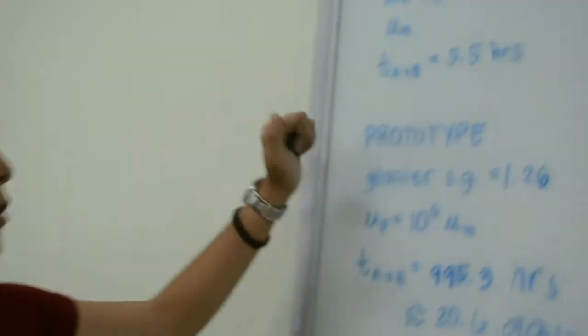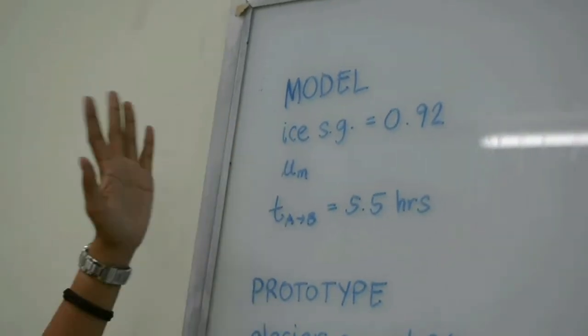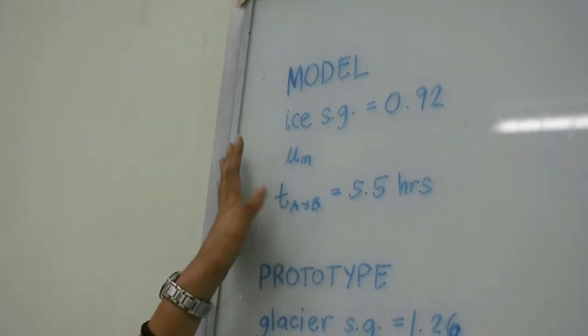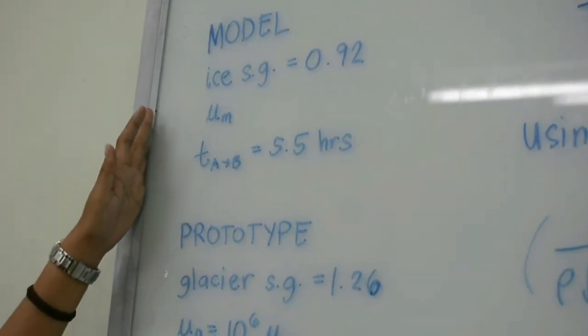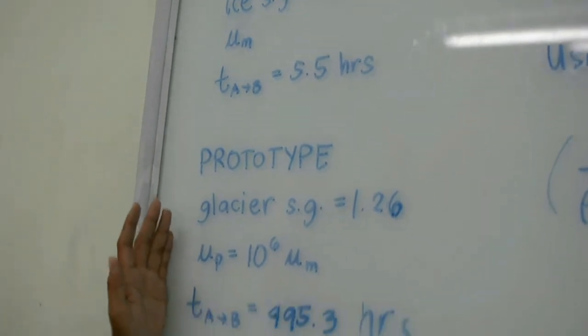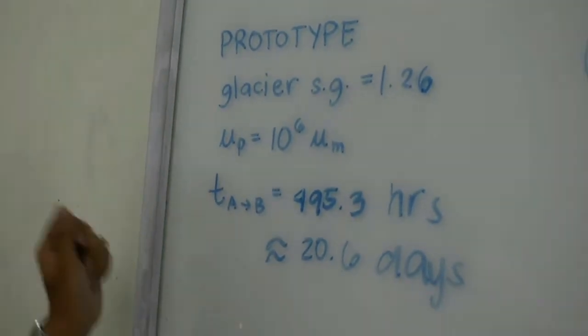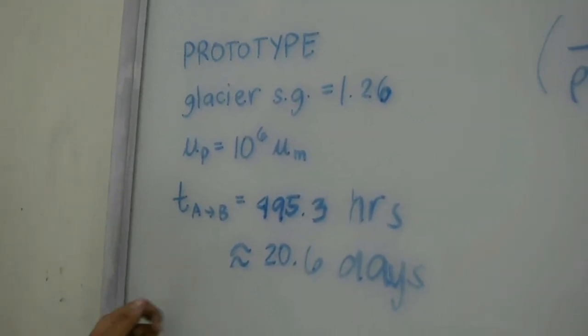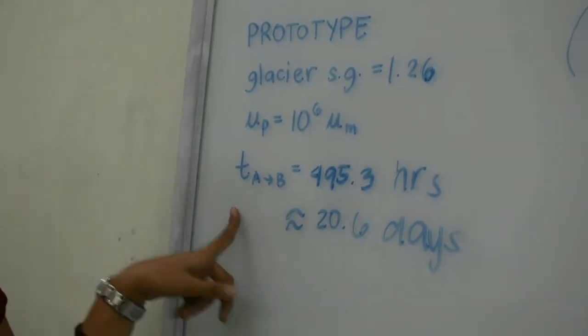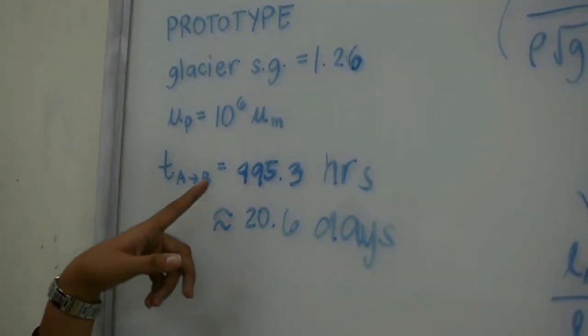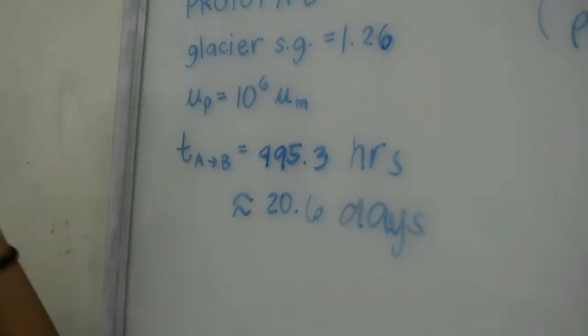So, Jinky, to solve your problem, kung sa model, the time it takes to travel from A to B kay 5.5 hours. So, kung sa prototype, using the actual parameters, the time it takes to travel from A to B is 495.3 hours.